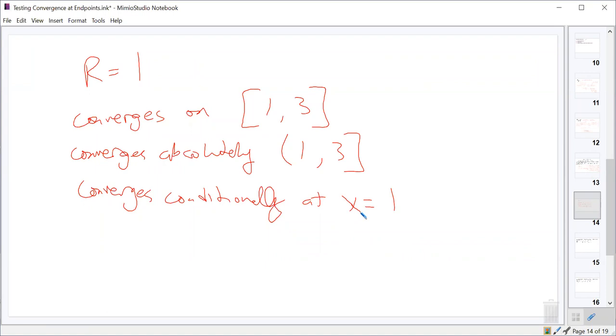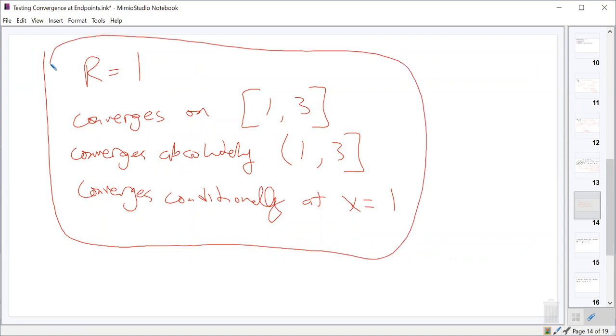We found that it converged absolutely on 1 to 3 initially, and then we check the endpoints, both the regular series and the absolute value of that series, and we would write out all of this information, and this would be your final answer to whatever series question I gave you that had all this that happened. Okay, so does that make sense, everybody at home?